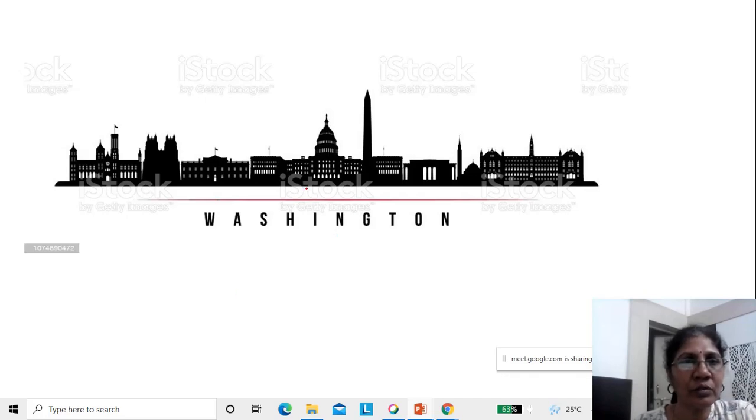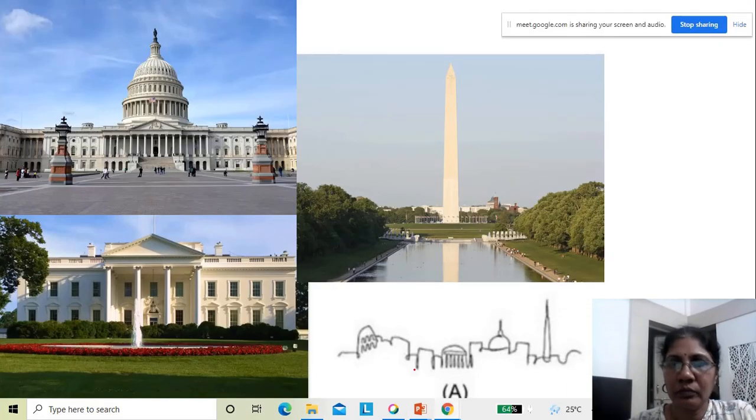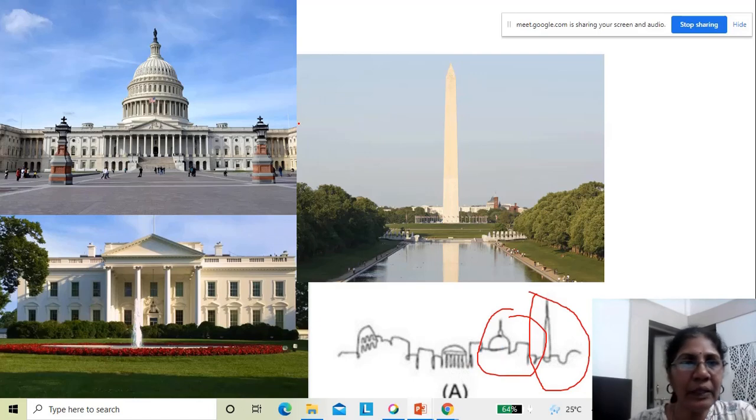Just like that, you can also see the important buildings of Washington DC. Let me find the question figure. See, this is the question figure over here. There were 4 options in the question that we have seen in the first slide. So this is the first option out of it. You can see this structure. Look at this. This building is the Capitol building, Washington DC.